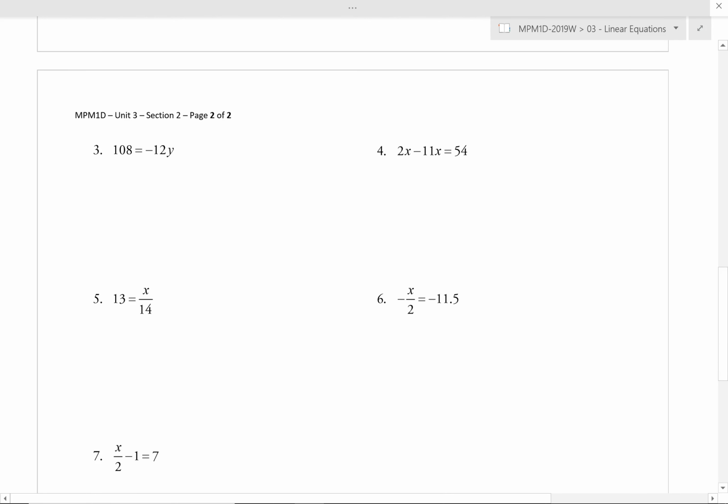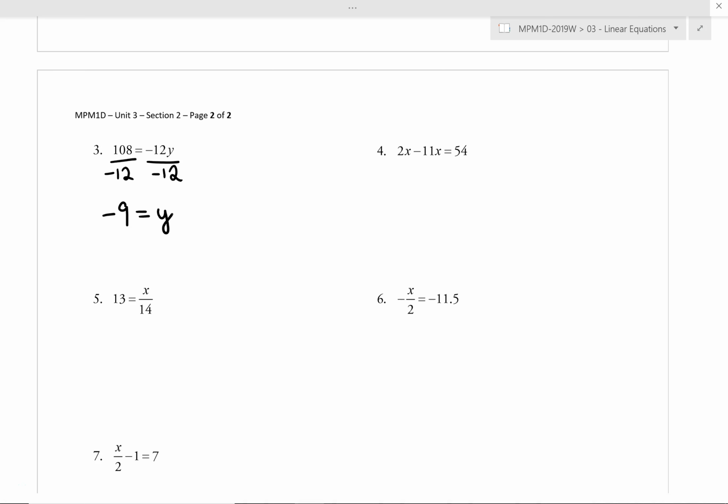Example 3, well, in this one we have 108 equals negative 12y. This time, notice how the variable's on the right. But don't let that scare you. You can still go ahead and just divide both sides by minus 12. And of course, we pick that number because that's the number that's with y, right? A negative 12 times y. So we use inverse operation of division, and we end up with the following. Well, we get negative 9 on the left is equal to y. And you can just leave it like that. There's nothing wrong with leaving your variable on the right side.